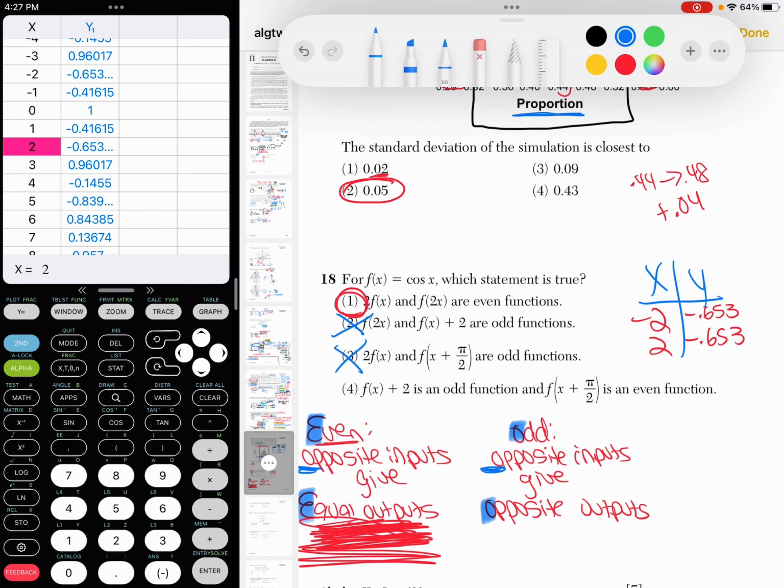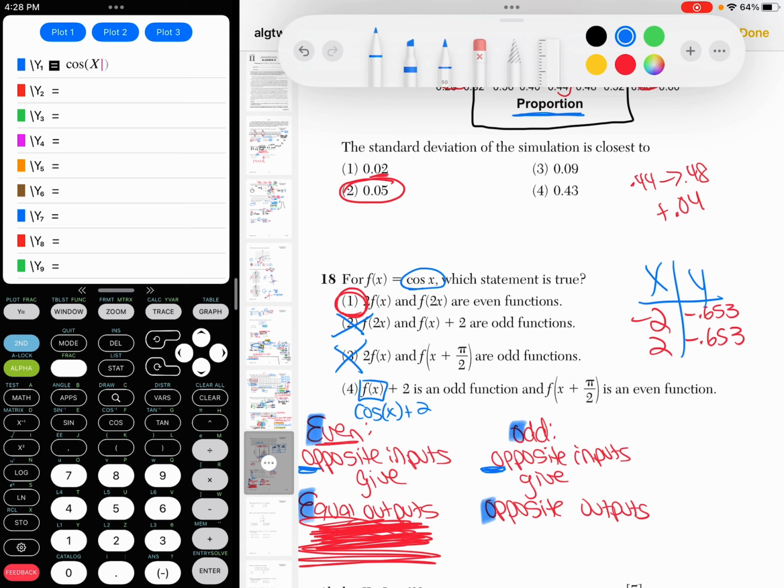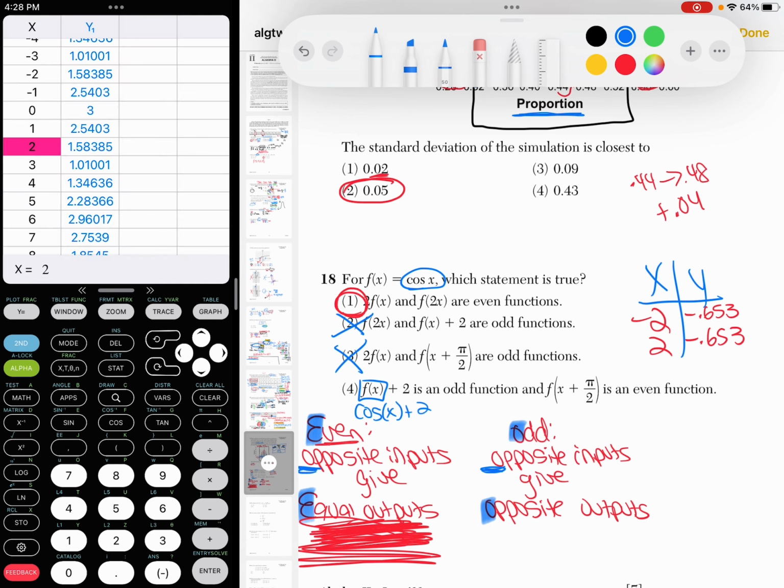So choice 4 says f of x plus 2. Remember, f of x is this, so it's telling me to do cosine of x plus 2. So I'm going to go to my y equals. I'm going to type that in, cosine of x plus 2, and I'm going to hit second graph.